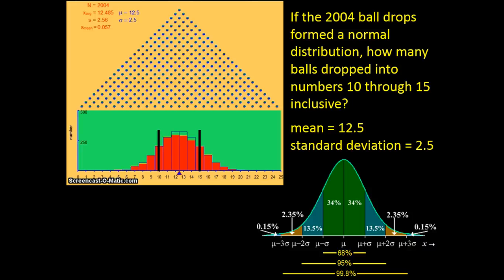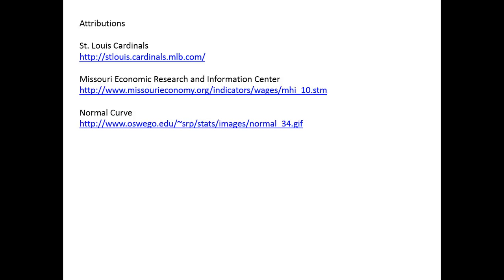So the percent of all the balls that would be in that part of the bell curve is 34% plus 34%, that's 68% of all the balls. So if 68% of 2,004 balls fell in that part of the bell curve, then that is approximately 1,363 of the 2,004 balls that fell within one standard deviation of the mean. So that's a quick look at some measures of spread and measures of central tendency and measures of frequency.